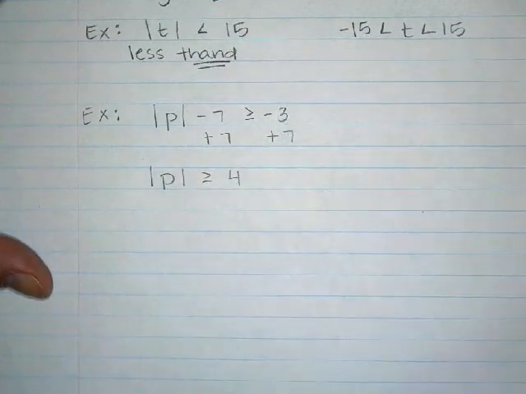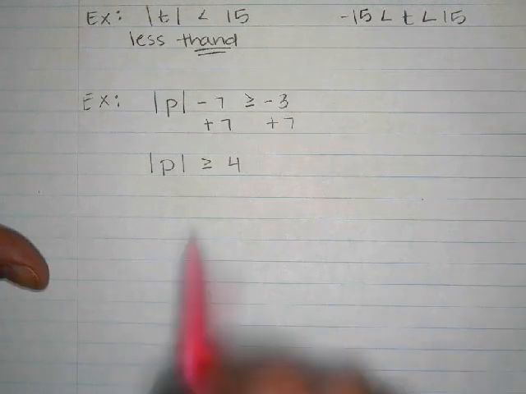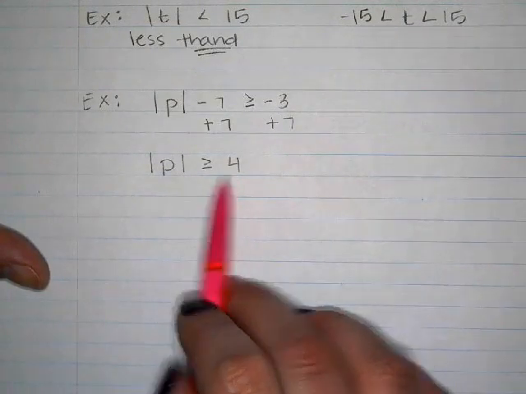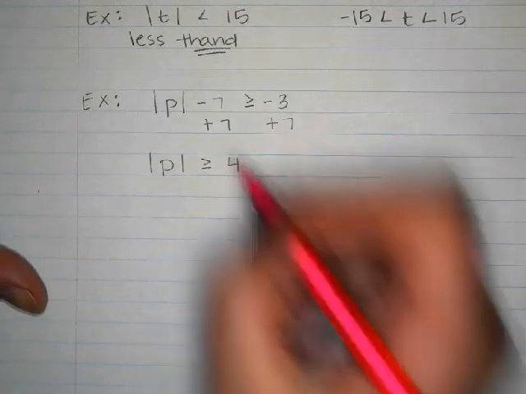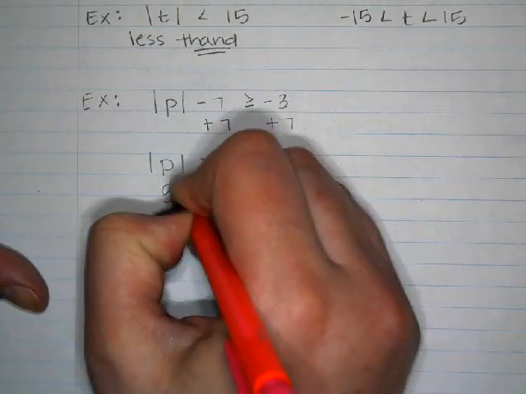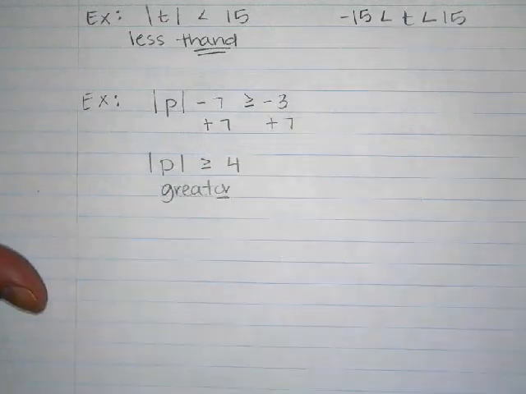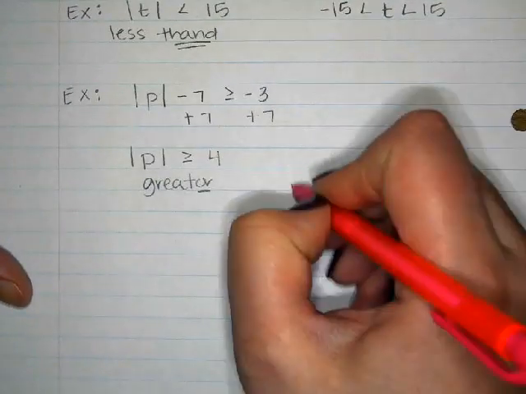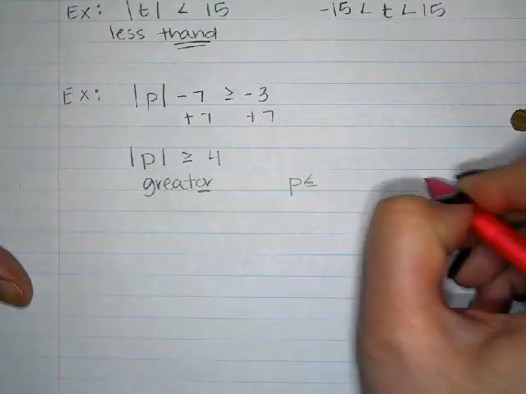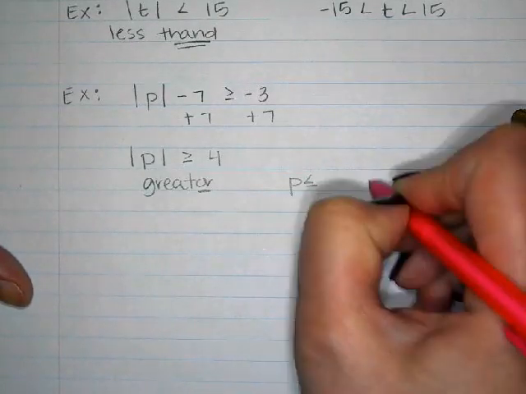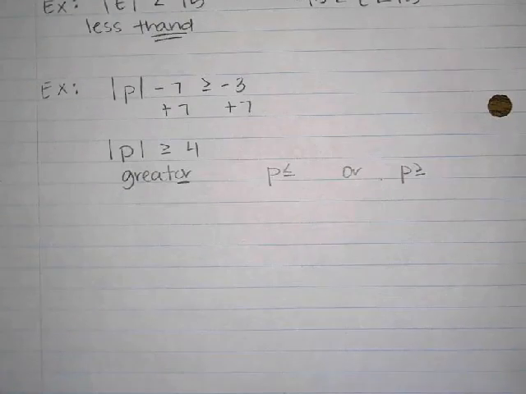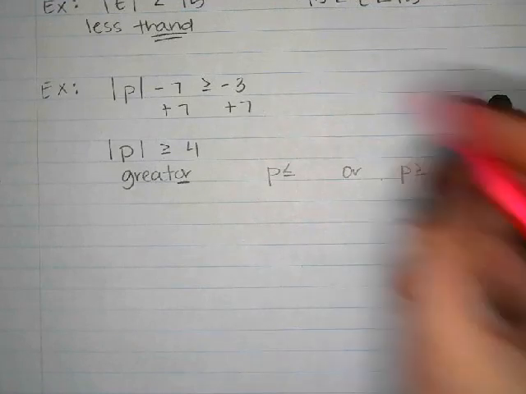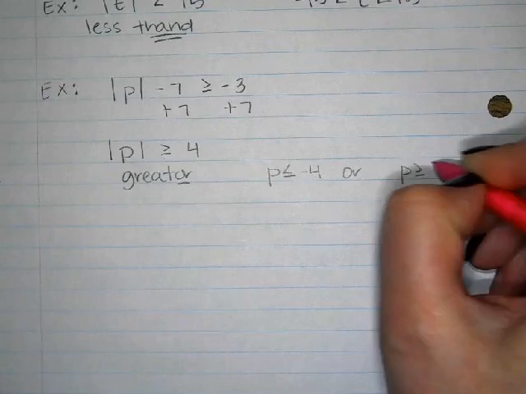Now I'm going to look and I can see that my symbol is what? Greater. So it's one or the other. So my arrows go opposite directions with an or in between. And what number do I have? 4 and -4. So the -4 goes over here, the +4 goes over there. Okay, let's try the next one.